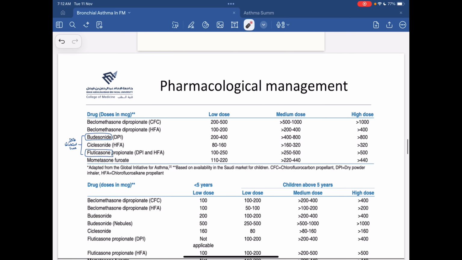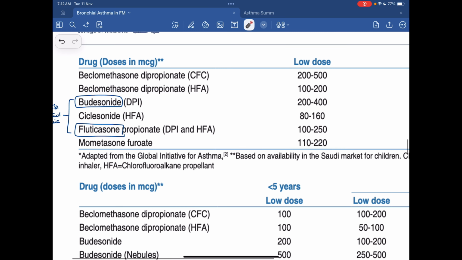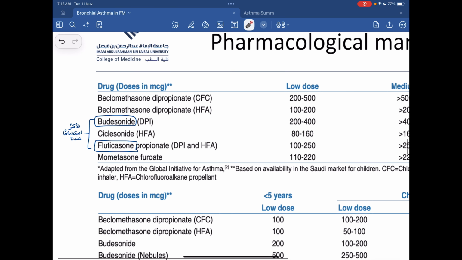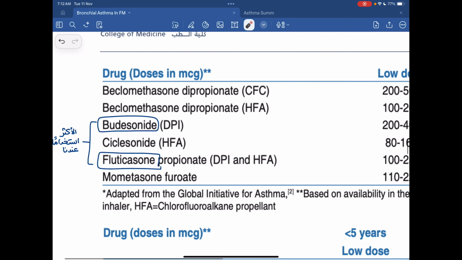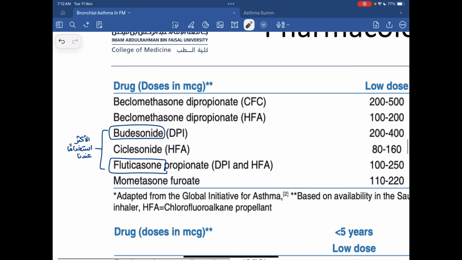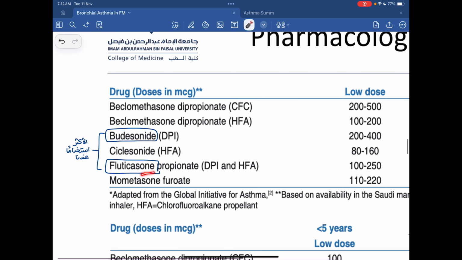Okay, pharmacological management. So for these inhaled corticosteroids, the most commonly used are budesonide and fluticasone propionate.